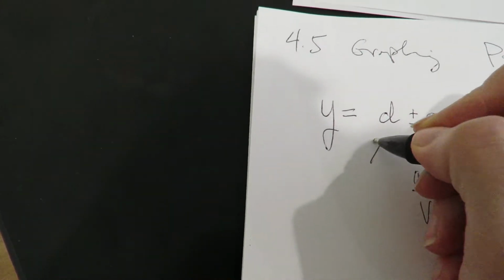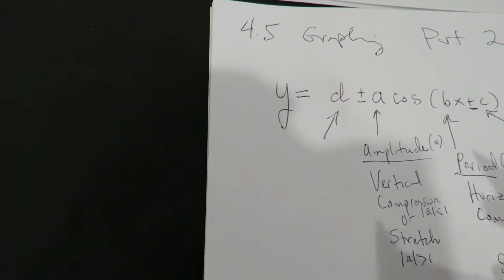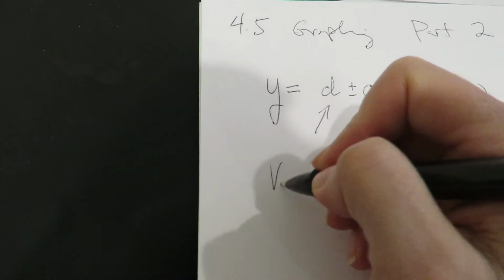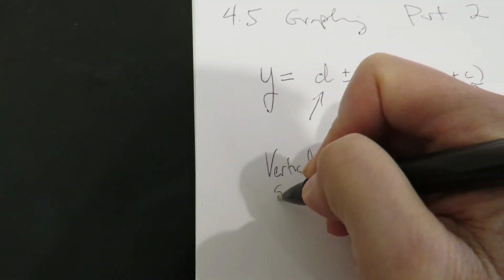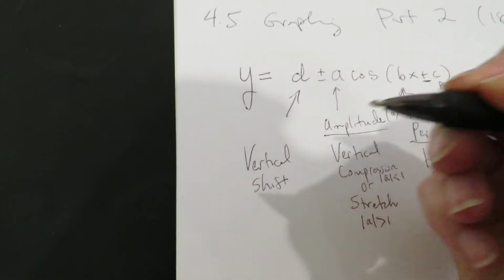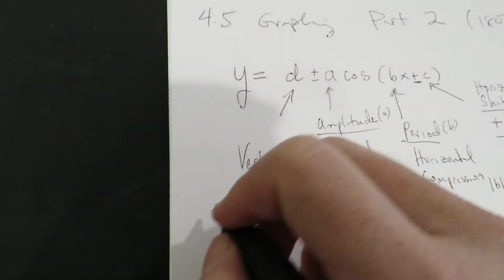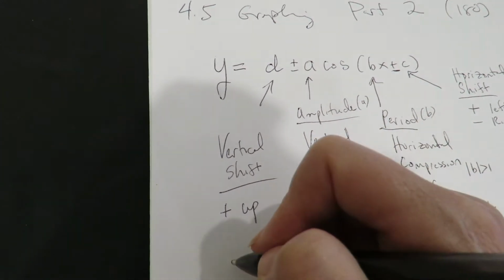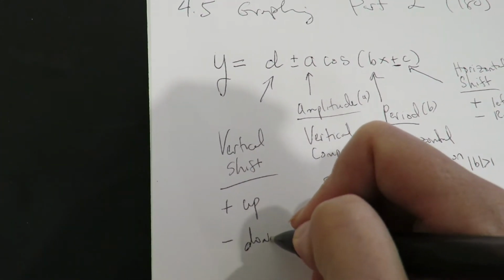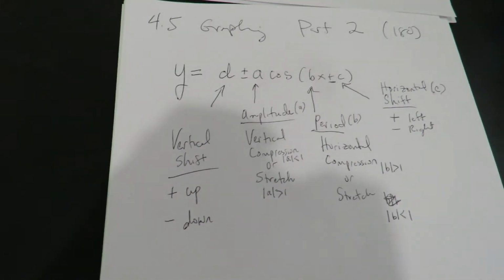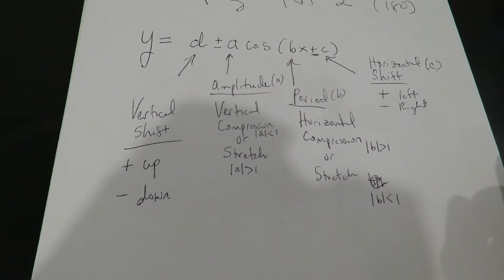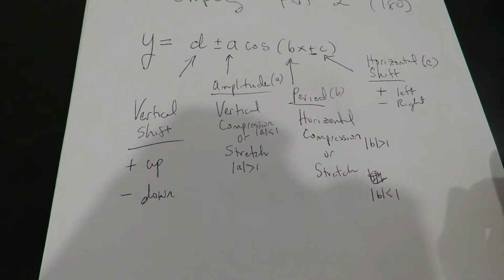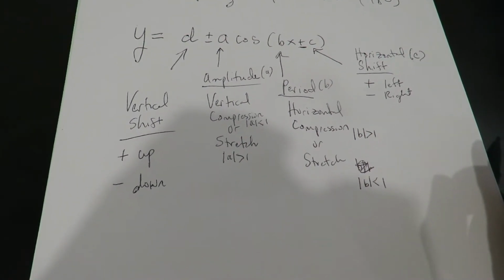All right, and as you can probably guess at this point, D is the vertical shift, and that is what will move the graph up or down. That one, as usual, is what we think. Positive is up, negative is down. Okay, gang, so these are going to be the rules, and we're going to start to apply them.